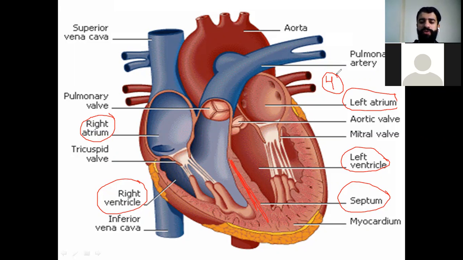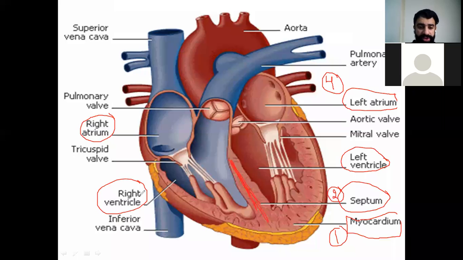But first, I want you to know what the myocardium is. It helps the heart to contract. This is the first one. Number two, we have the septum. The septum separates the right and the left sides. It separates the oxygenated and the deoxygenated blood. We have four chambers, four cavities of the heart: the right auricle, right ventricle, left auricle and left ventricle. And what do they do? We are going to discuss it together.